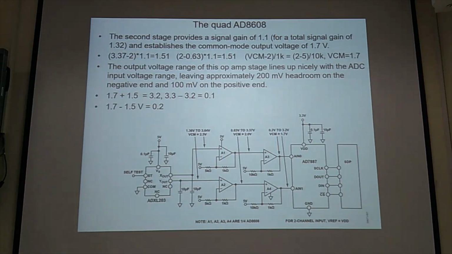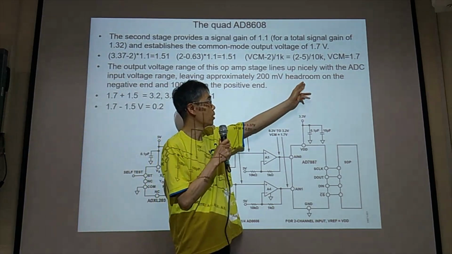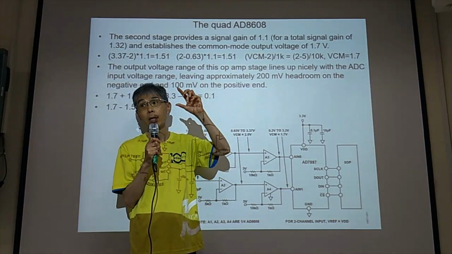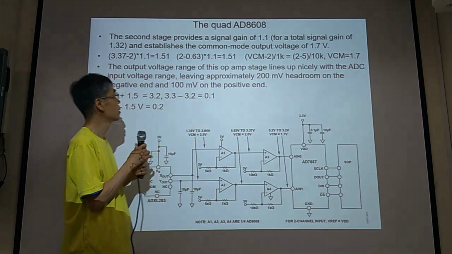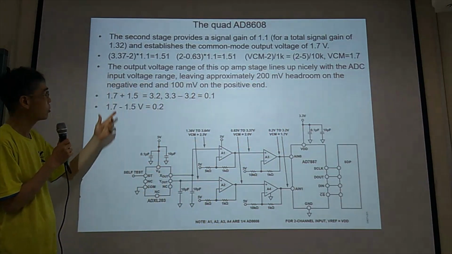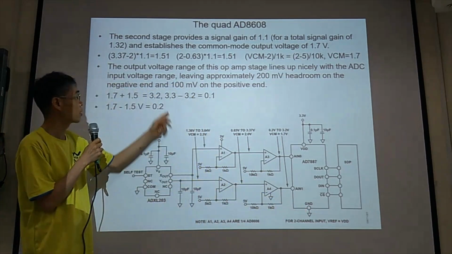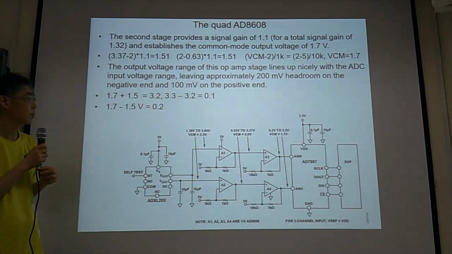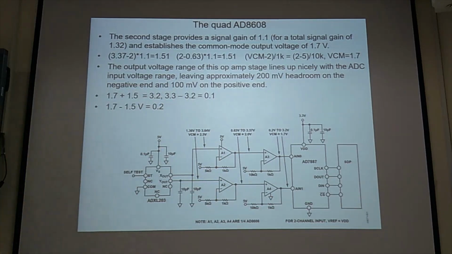So this is the mass to calculate the second stage. Headroom means the gap. So the headroom to the top is 200 millivolts, and the headroom to the negative end, the ground, is 100 millivolts. Okay, so this is the buffer stage.